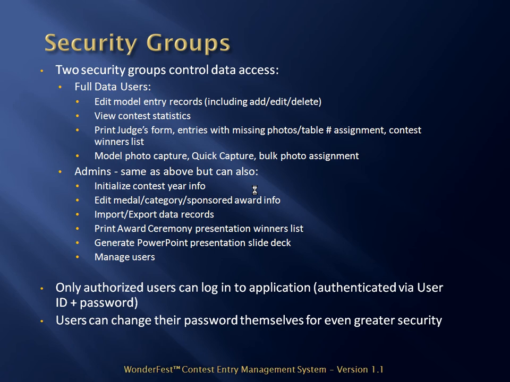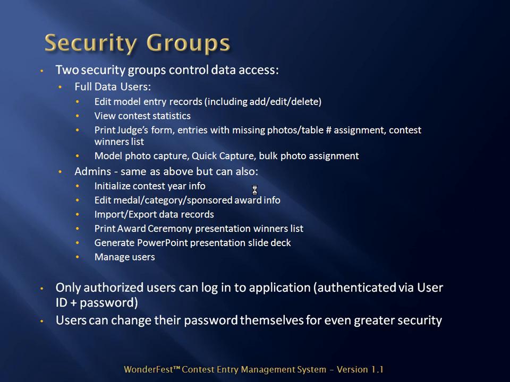They can view a report that shows how many of the model records are missing photos, and if there's any that don't have a table number assignment, and of course the contest winners list. They can do all that, and they can do the model photo capture, so they can take the photos from their computers, and also the quick capture, and the bulk photo assignment. Those last two sort of go together, but we'll deal with that probably in a later tutorial.